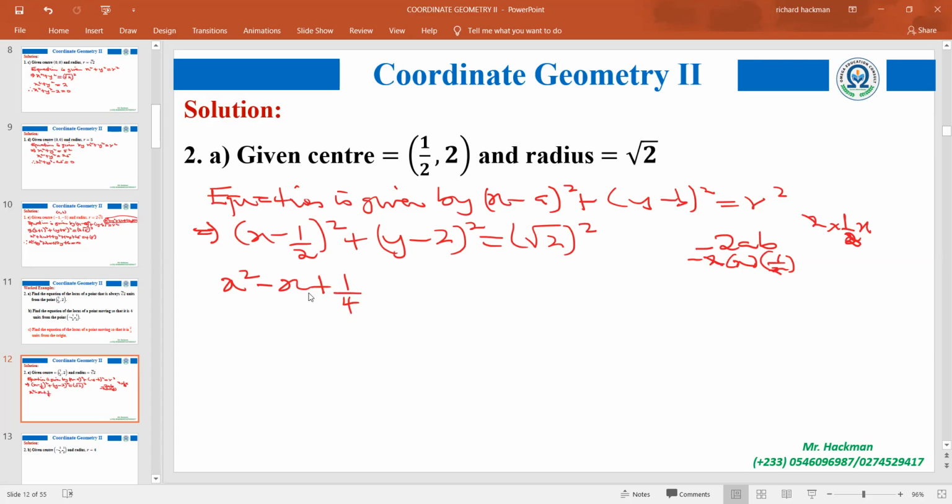Okay, then plus, if it's not okay with you, let me know. This one is our usual comfort zone, no fraction. So y squared minus twice the product of this, which will give us 4y. Then plus 4. It's equal to root of 2 squared, which is 2. Are we all fine?